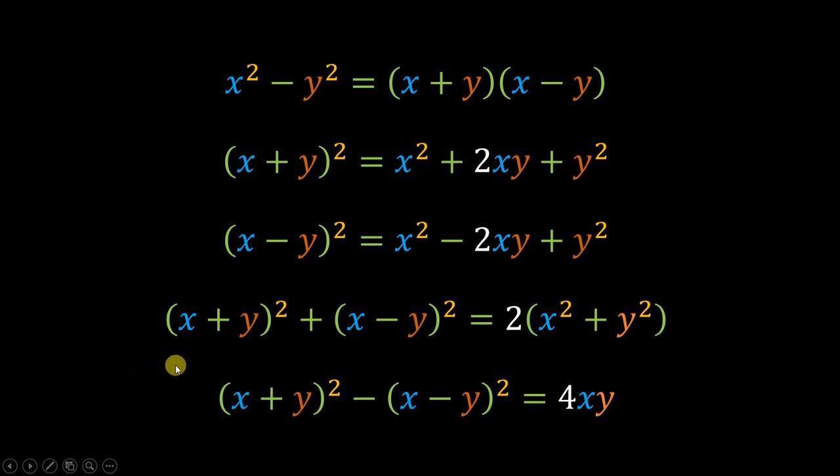So just remember, whenever you have x plus y, x minus y, and x squared plus y squared, these three expressions given in your questions, you always have to combine these two identities as addition. And whenever you have x plus y, x minus y, and xy, you have to subtract these two identities.